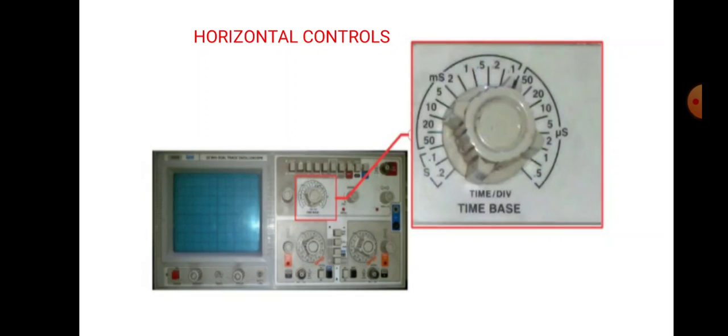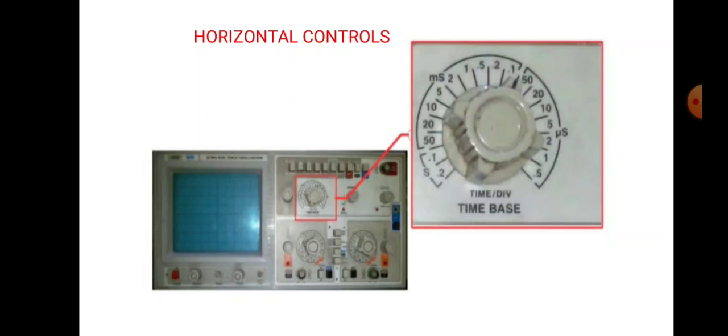Now what is the position control? The position controls the horizontal position of the trace on the screen. This is the screen. If you keep rotating this knob to the left or right, it controls the position of the trace on the screen. Which position? Horizontal position, which we can control using that position knob.